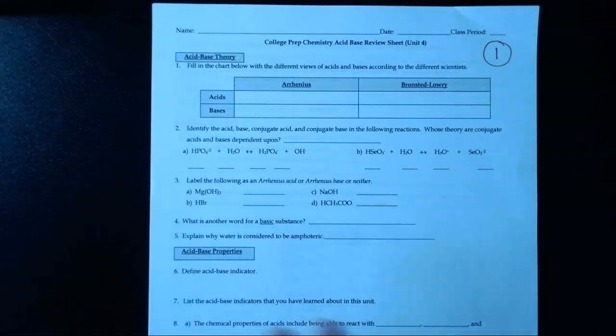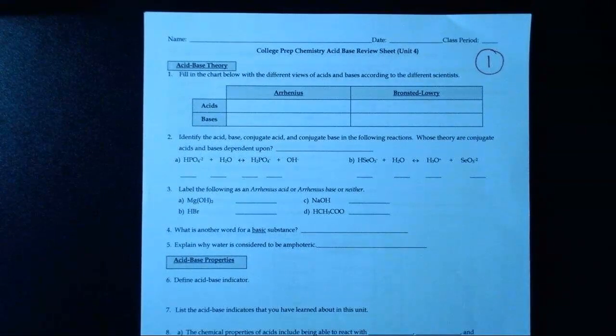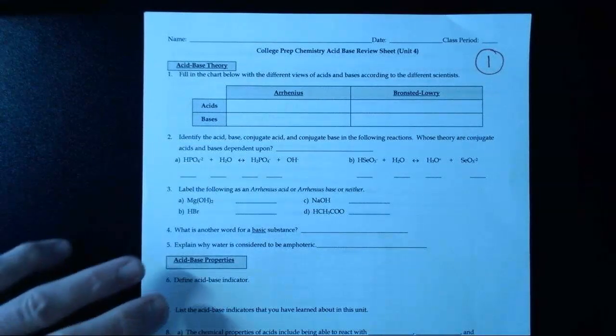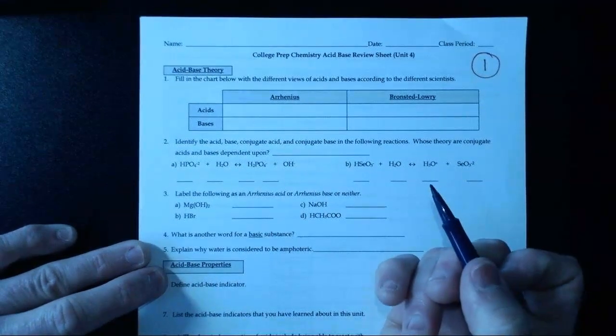All right, so let's take a look from the very beginning, and you'll find that this goes in almost exactly the same order that the lessons went in over the past couple of weeks. The week before we got out for spring break, and then this past week. So let's take a look at the very beginning, acid-base theory, and you were asked to fill in this chart with different views of acids and bases according to these two different scientists. First, we have the Arrhenius definitions of acids and bases, and then we'll look at the Bronsted-Lowry idea of acids and bases.